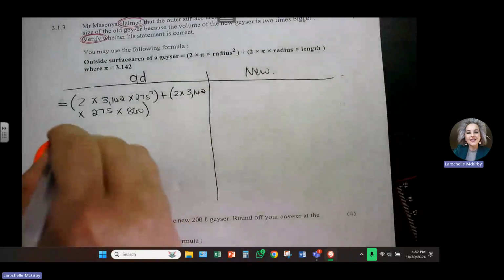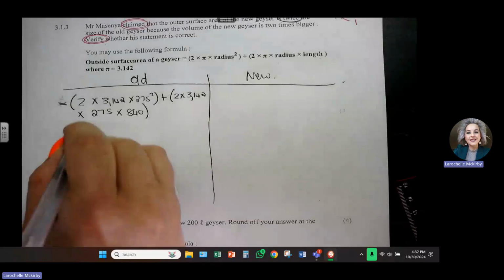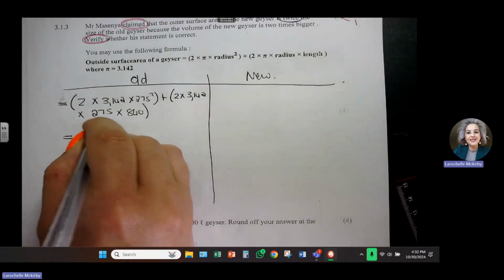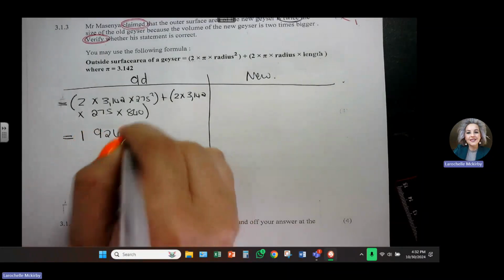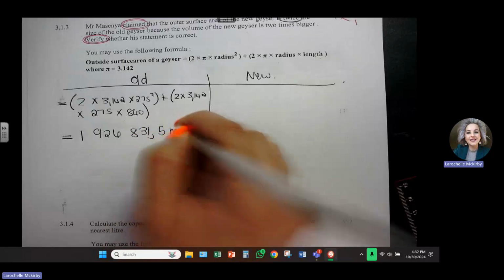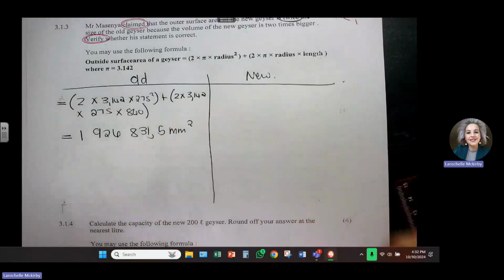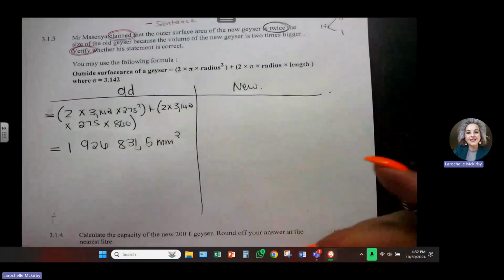Okay? And now putting this into your calculator, please take the time to put it into your calculator and double check me. The answer here will be 1,926,831.5. Everything was in millimeters, and because it is outer surface area, my answer comes to squared millimeters. Right. Now let's do the new one.